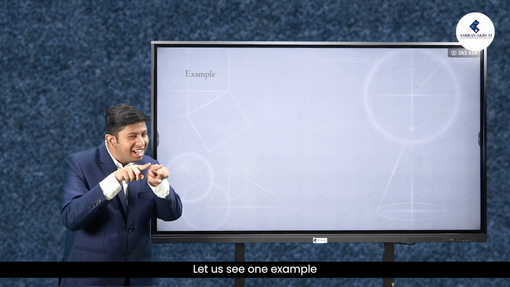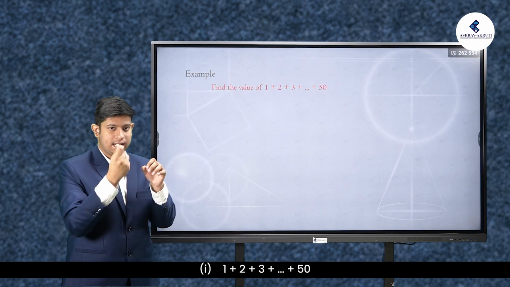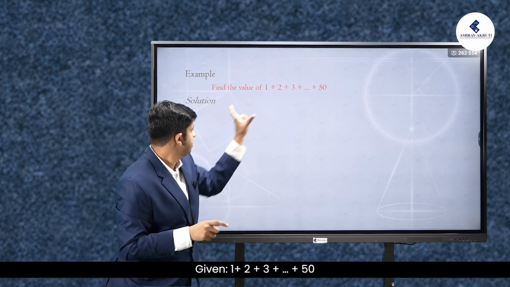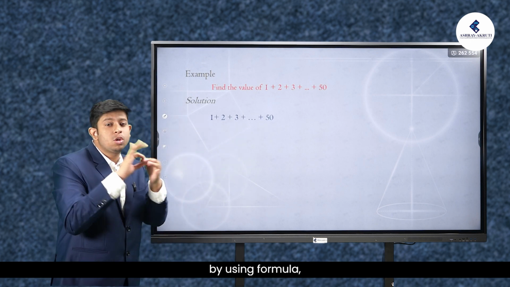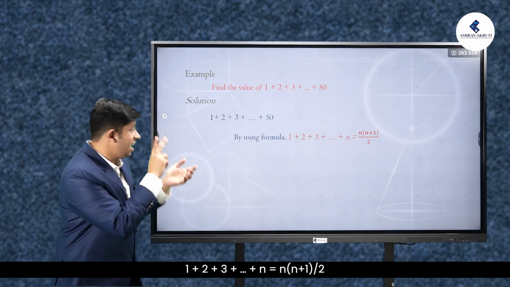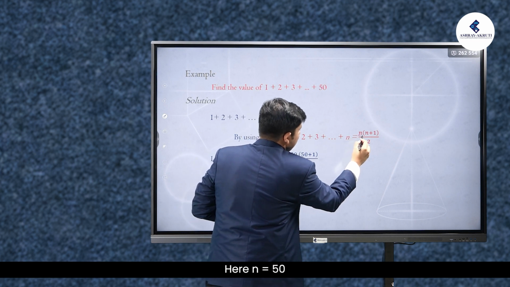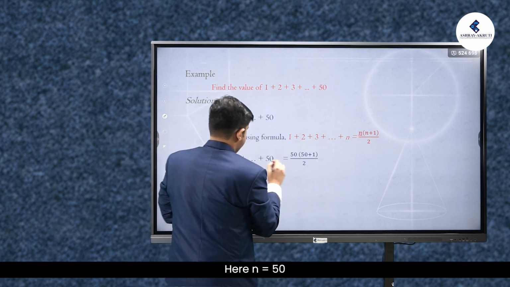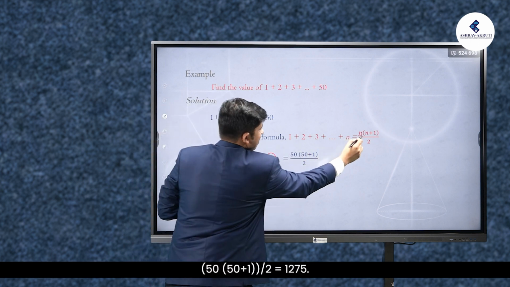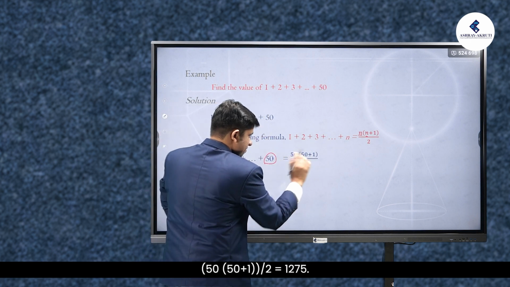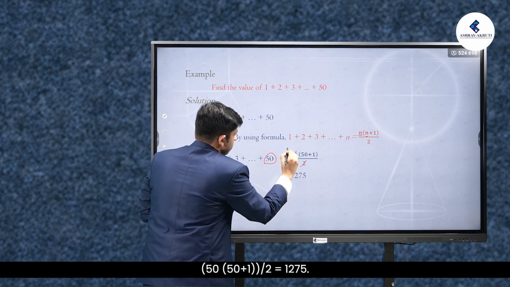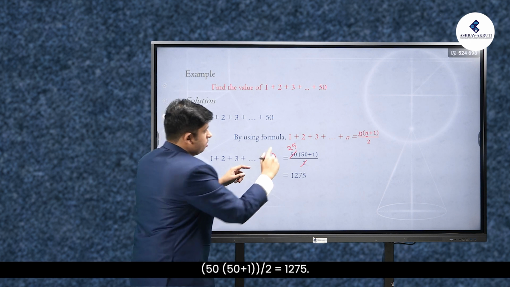Let us see one example. Find the value of 1 plus 2 plus 3 so on plus 50. Solution. Given 1 plus 2 plus 3 plus so on plus 50. By using formula 1 plus 2 plus 3 plus so on plus n is equal to n into n plus 1 by 2. Here n is equal to 50. By substituting in the formula, we get 50 into 50 plus 1 by 2, which is equal to 1275.